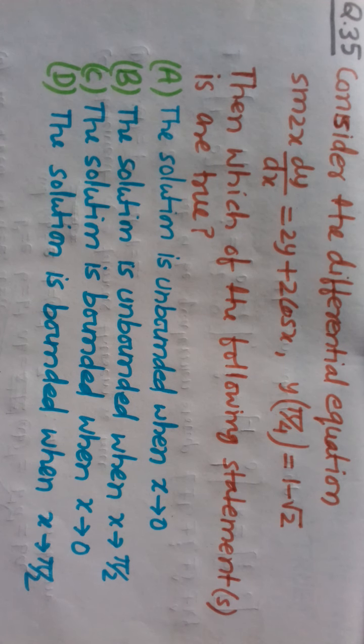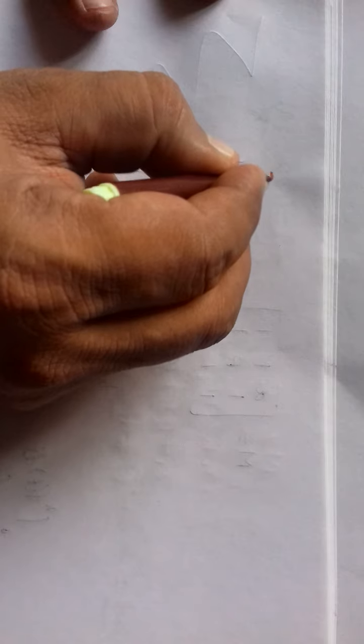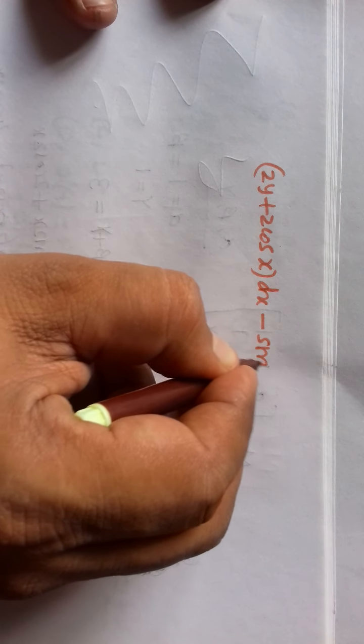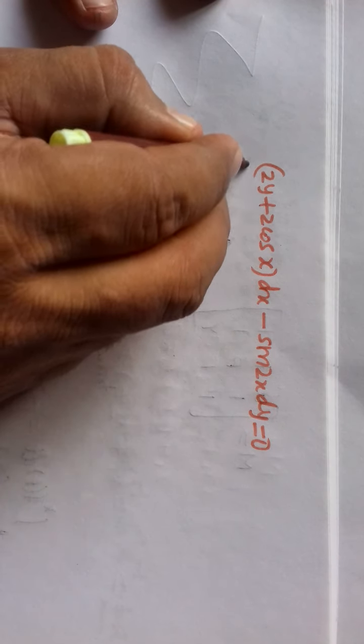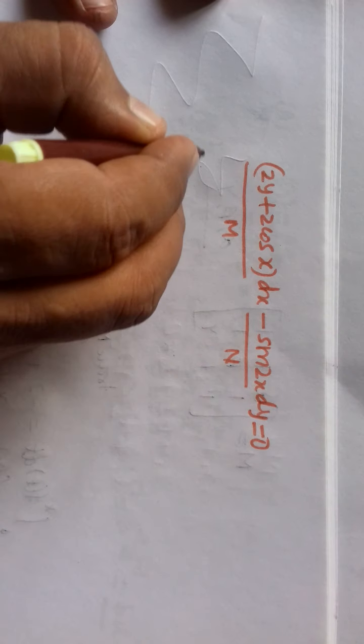Here is a question. You see the question. Let us go for the solution. The equation given in the question can be rewritten as (2y plus 2 cos x) dx minus sin 2x dy equals to 0. Now you know this is M and this thing is N.